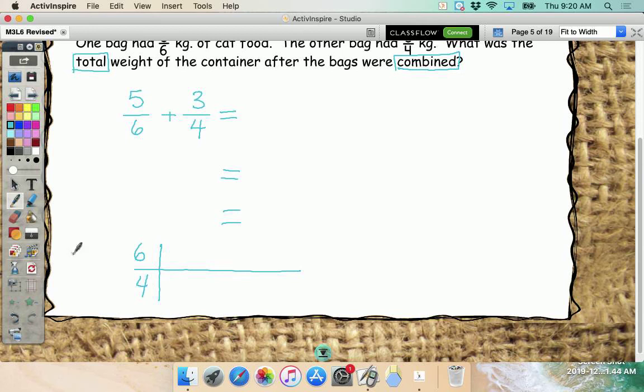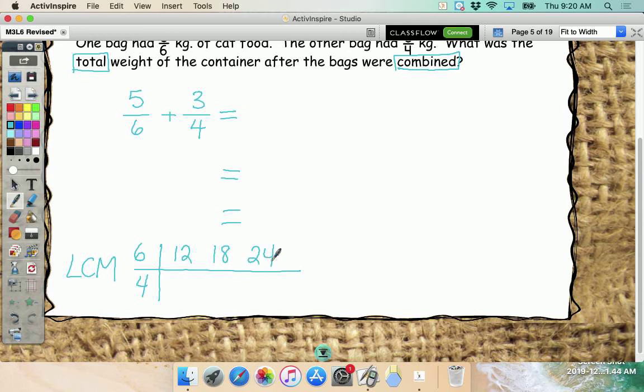Now this is called LCM, least common multiple. Multiple is just a fancy word for skip count. And you already know that from long division. So let's skip count by 6s. 6, 12, 18, 24, 30, 36.